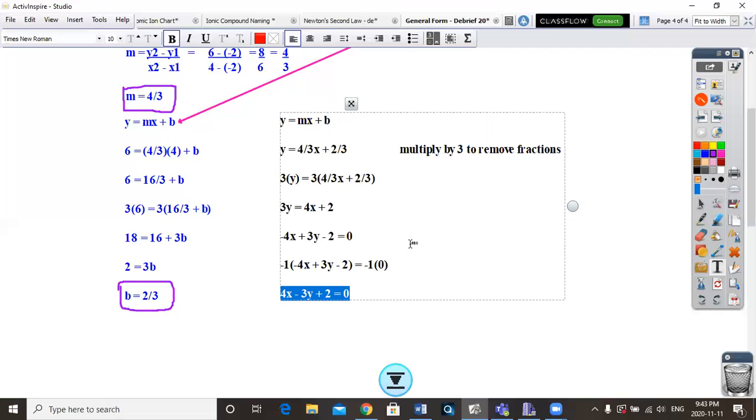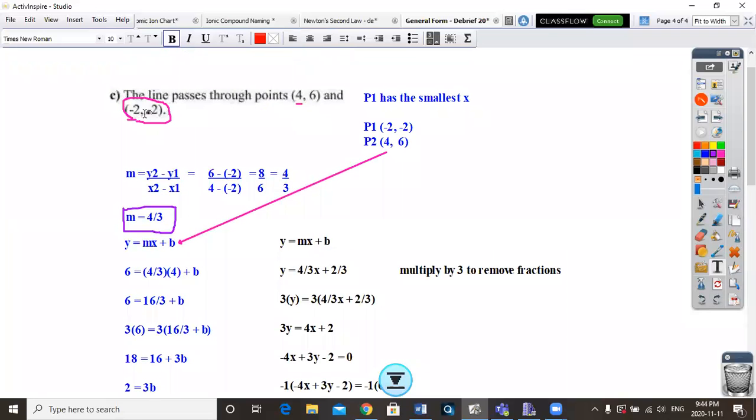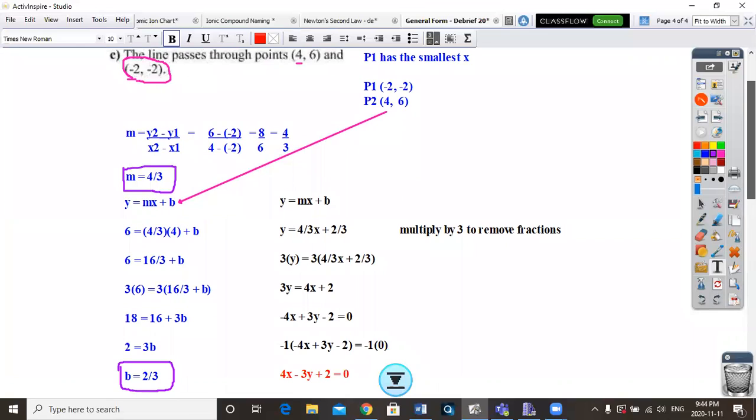And ladies and gentlemen, that is our final answer, the general form of a line that passes through points 4, 6 and -2, 2. This would be probably the busiest question, as you saw. Number 1, you have to calculate the slope. Number 1, you have to figure out which one is point 1 and point 2. Again, the negative smallest x. Plug it into the slope formula. It's a fraction, 4/3. Use the slope-intercept form. Substitute in an x and y to solve for b. B was a fraction. Okay. Then you take the b value and the m and again plug it into the slope-intercept form, and go ahead and convert to general form.